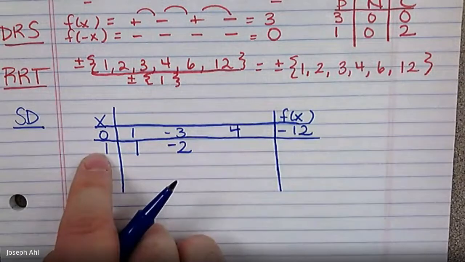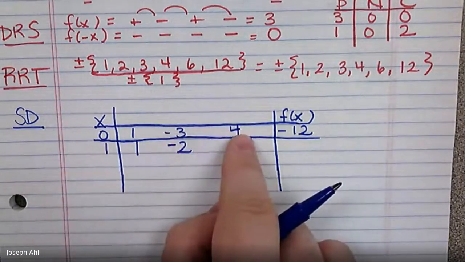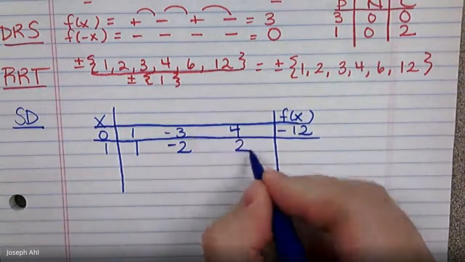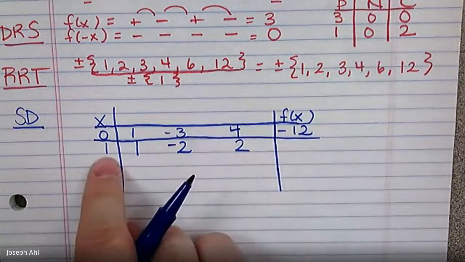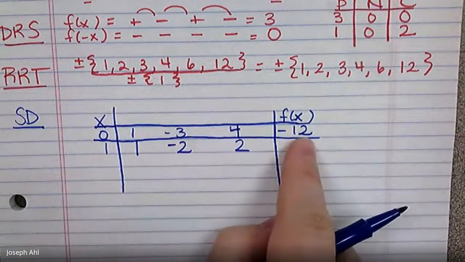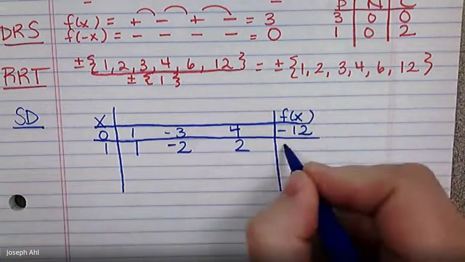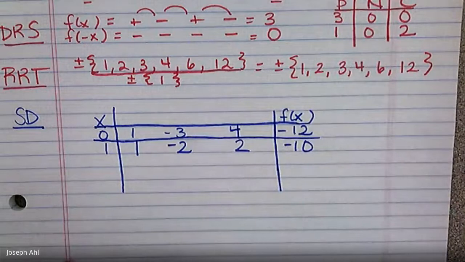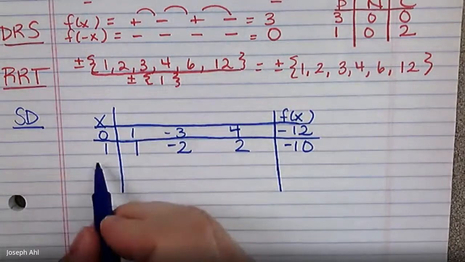Multiply by the root. So -2 times 1 is -2. And then without writing that down, just add that number to 4, so it's going to be +2. Finally, 2 times 1 is 2, and 2 plus -12 is -10. So in conclusion, 1 is not a root. But that was our first look at what this new synthetic division chart looks like.